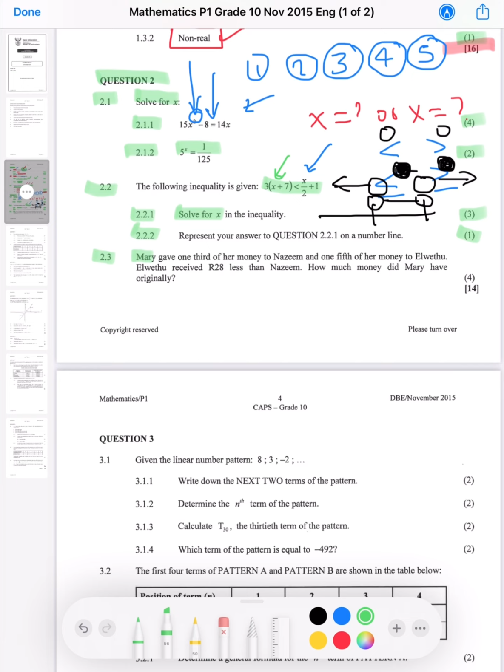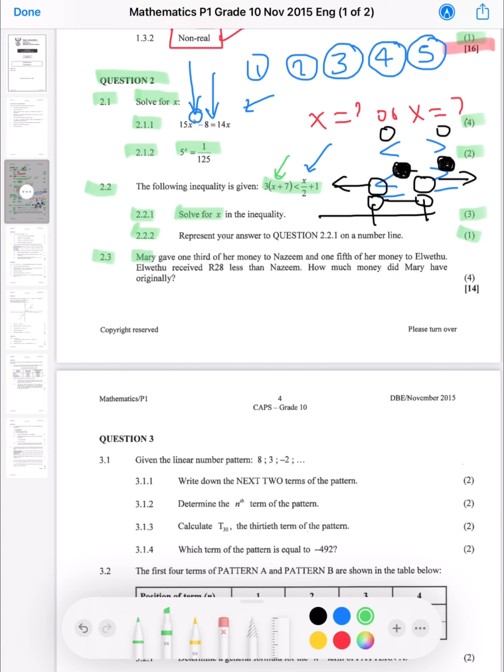What is Mary doing? Mary gave 1/3 of it to him. But why, Gary? Why would you give Nazim the money and not me? Okay, it's fine. Let's see.